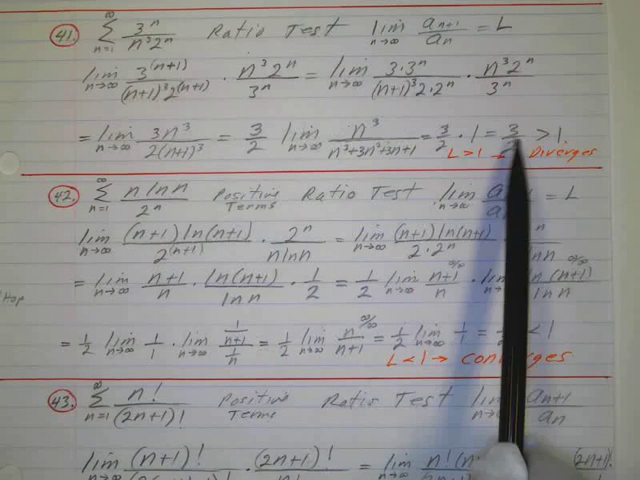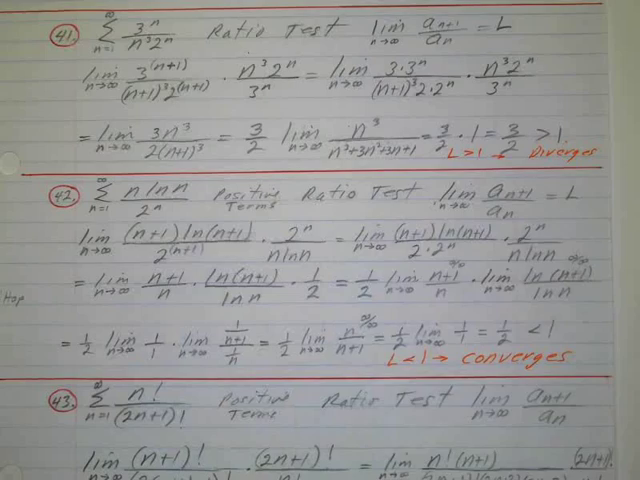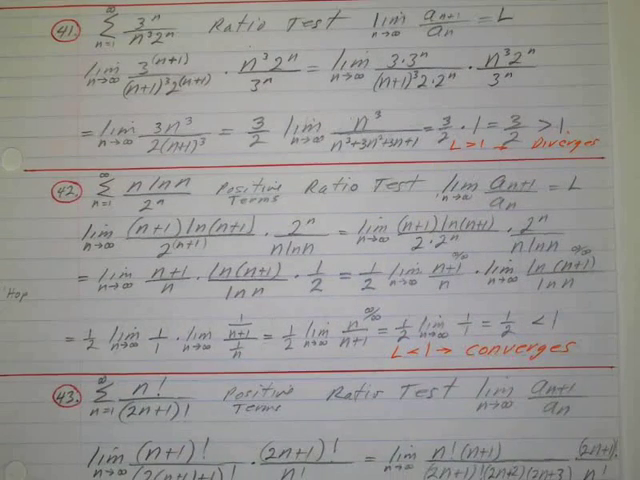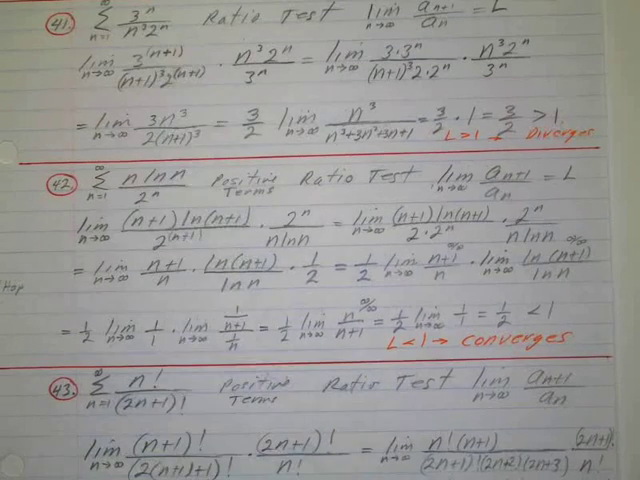So it's going to be 3 halves times 1, which is 3 halves, which is greater than 1. Therefore, the series converges. L is greater than 1 implies the series converges. Now, we don't have to worry about absolute values because these are all positive terms.